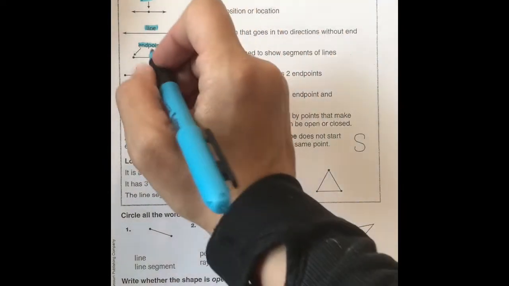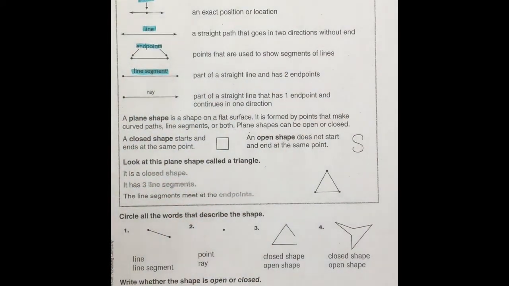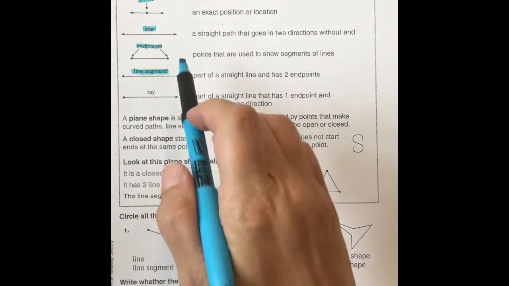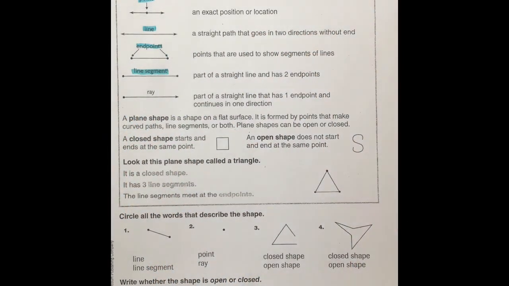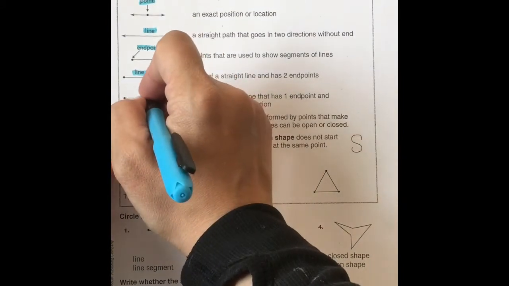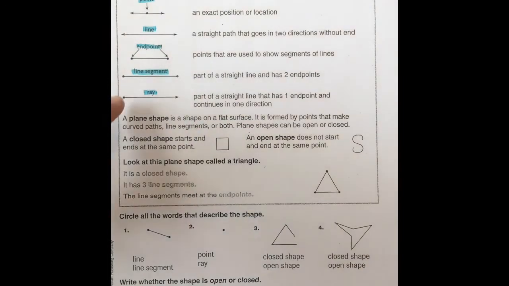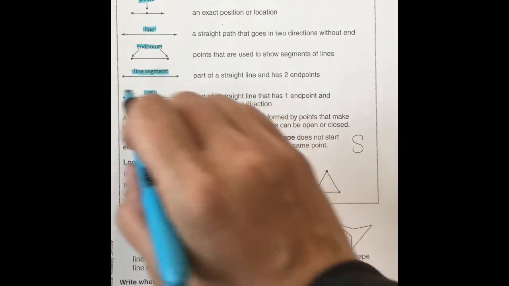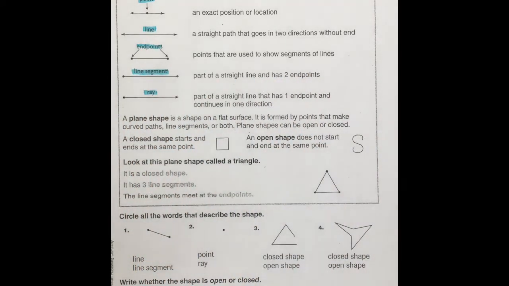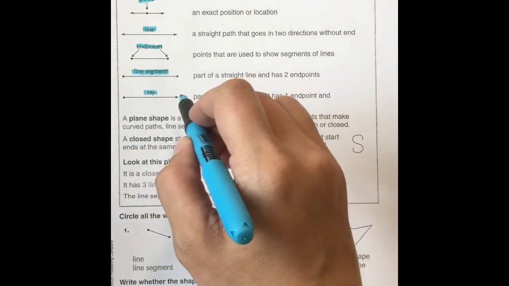Going into that, we have a line segment, which is part of a straight line and has two endpoints. Endpoint here, endpoint here. And then you have a ray, which is part of a straight line that has one endpoint, and then it continues on in one direction. So it has an endpoint, but then it has an arrow. So this ray is going to go to the right and keep going. If it was the opposite way, and the endpoint was here, and your arrow was to the left, it means that the ray is going to go to the left.